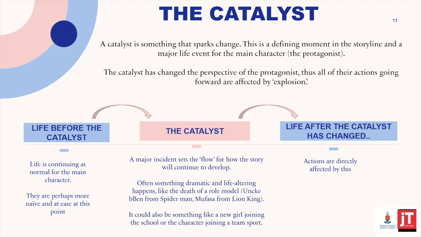Okay? It could also be something like a girl joining the school, or a character joining a team sport. Okay, so something like, she's the queen bee at school, and then boom, someone cooler comes along. Catalyst. Then everything changes and they have to fight this girl. And then after the catalyst has changed things, actions are directly affected by this. Okay, because of this catalyst, the character is a different person, and so they need to make tough decisions, and they need to alter their life to cater for the catalyst.